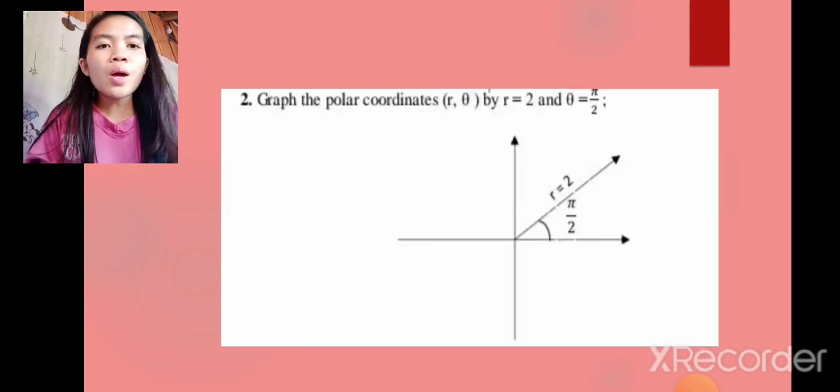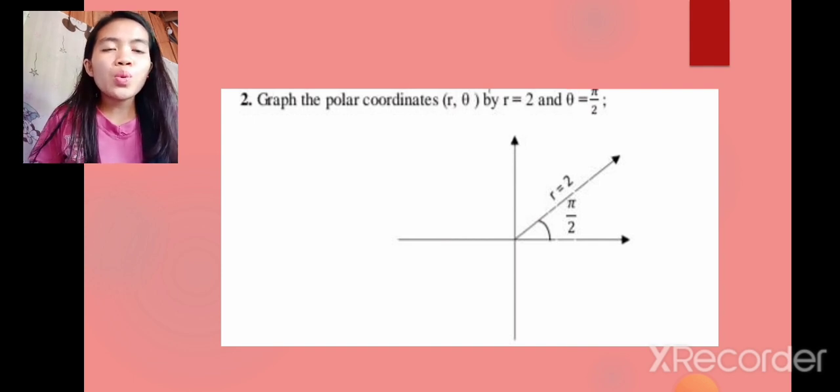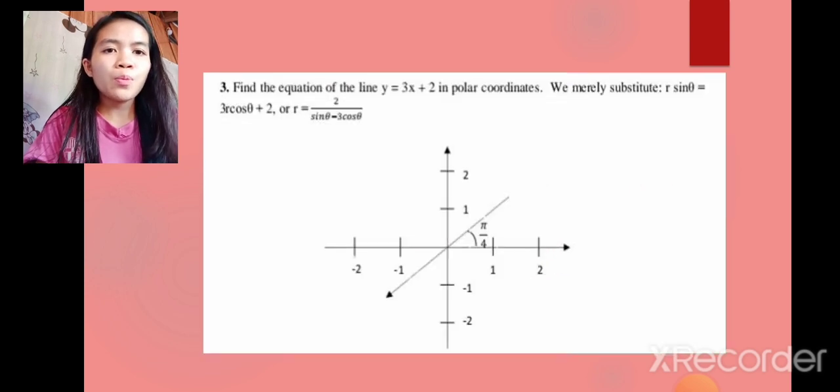Next, graph the polar coordinate (r, theta) where r is equal to 2 and theta is equal to pi over 2. So here is the graph. This is r equal to 2, and from the curve this is pi over 2.